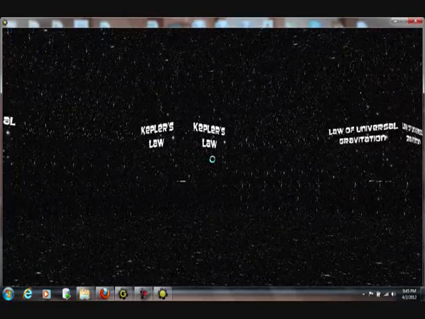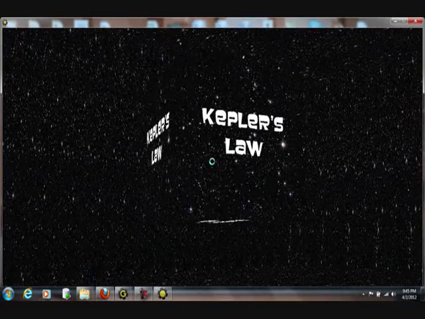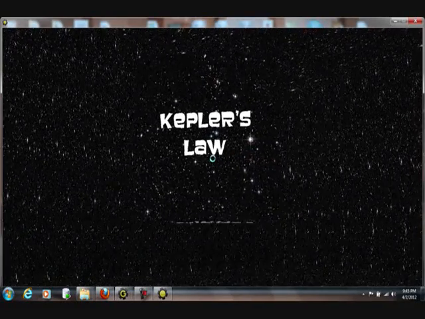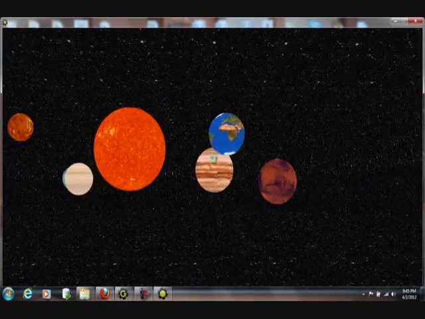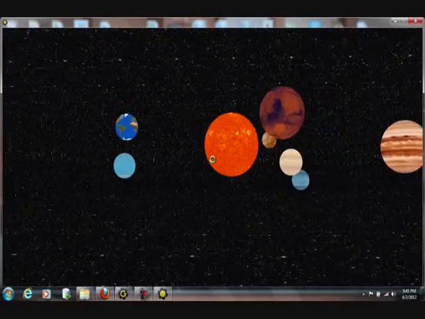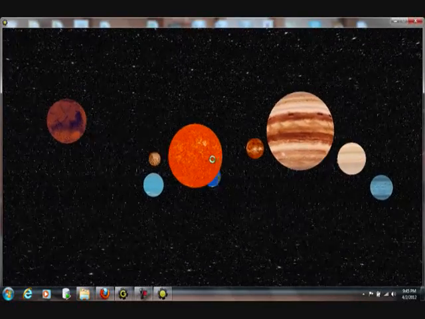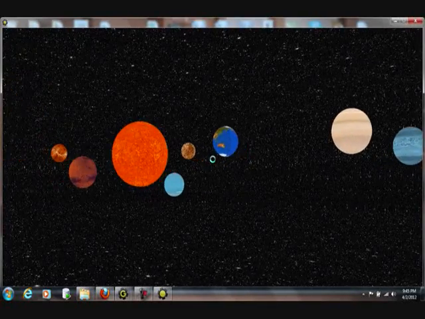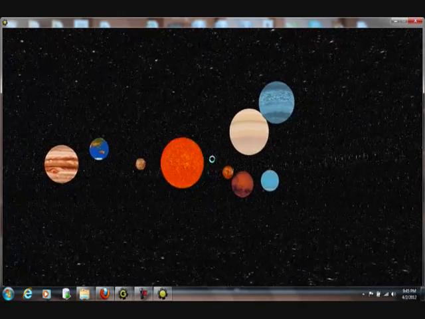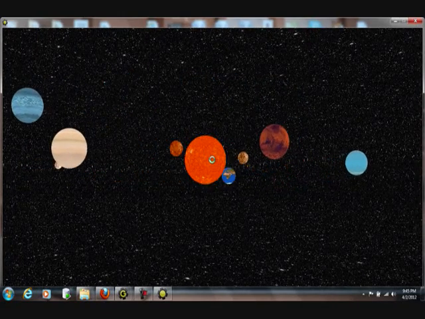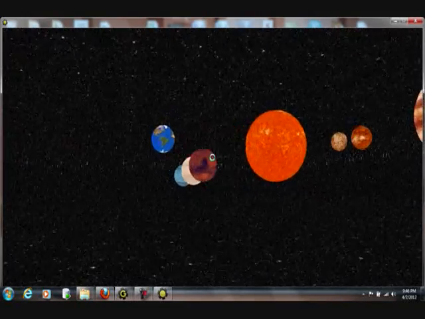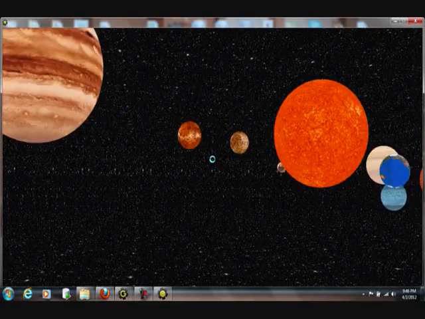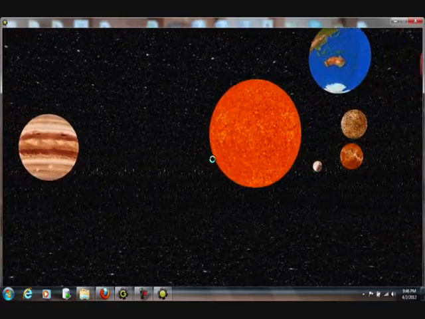Now there are three Kepler's laws, but we are implementing two of them. The first one, as you can see here, is that all the planets move in elliptical orbits with the Sun at one focus. The other one is that a line joining the planet to the Sun sweeps out equal areas in equal time, which means planets move more slowly at apogee, that is distance, and more rapidly at perigee, closeness.